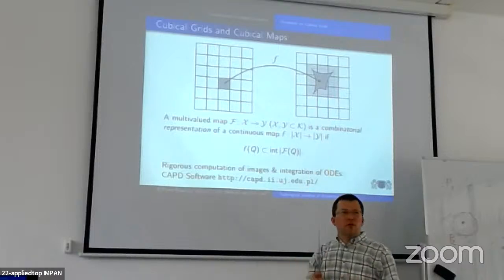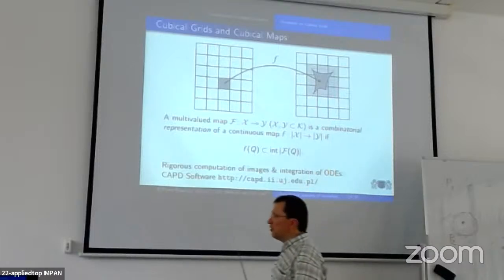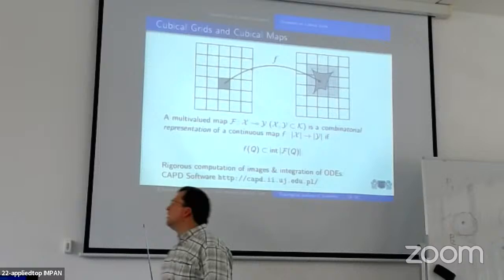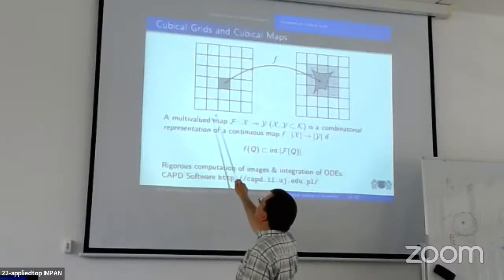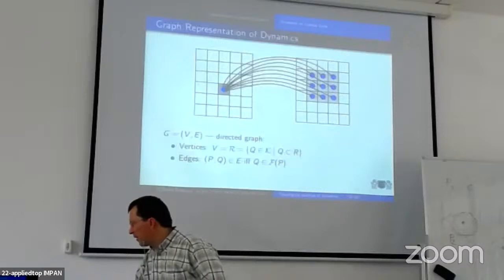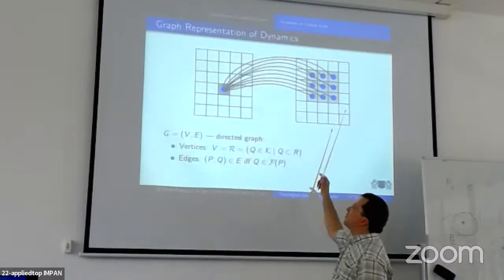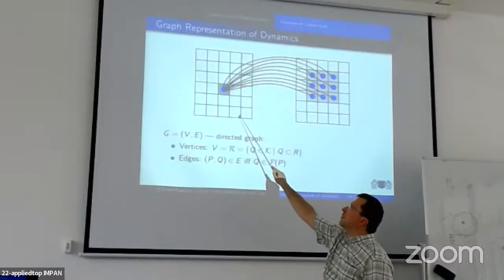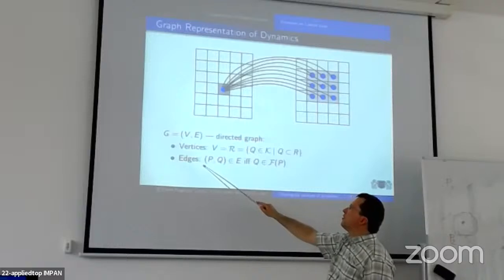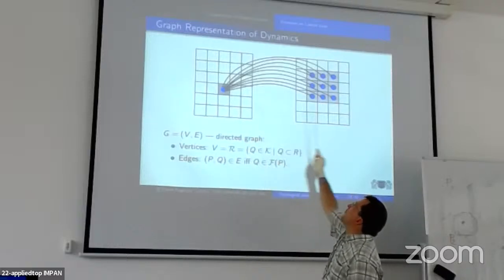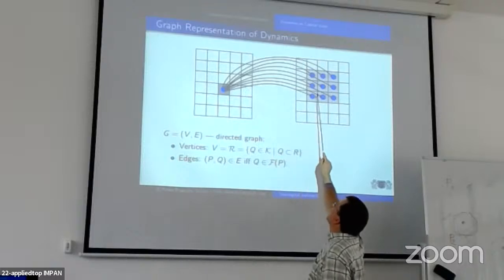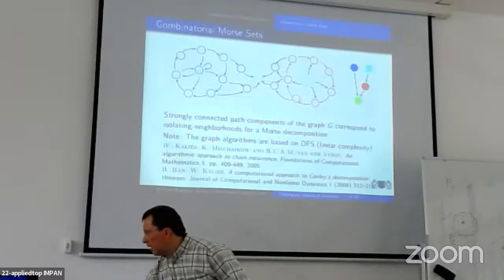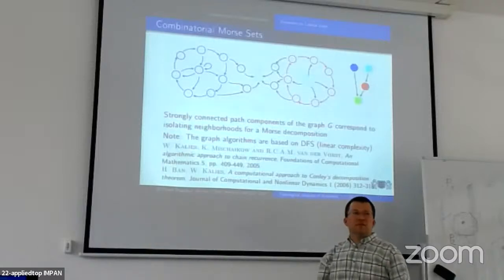We try to do the computations tight enough, but it is not necessary to do extremely high precision because we have a finite resolution in terms of the grid anyway. And then we represent this map by means of a directed graph. Here, the vertices of the graph are the grid elements, these boxes, and the edges in the graph correspond to the mapping. So if this box is mapped to this collection of boxes, then we would put the edges in the graph everywhere.